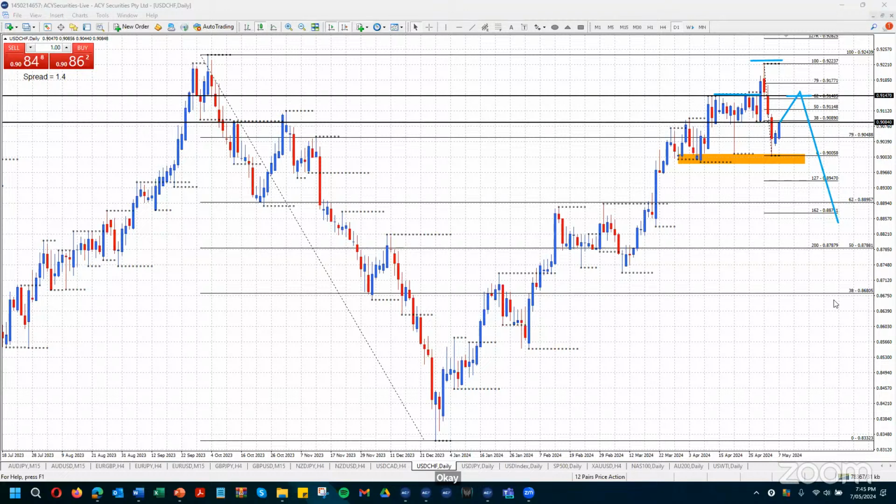Coming up from a good area of support, so I would much prefer, trading this kind of pattern, I would much prefer to have seen, first of all, that price action came down and took out all these lows before coming up, which it hasn't done.